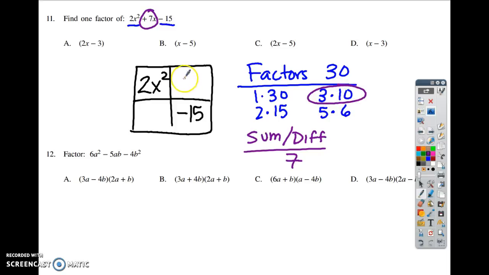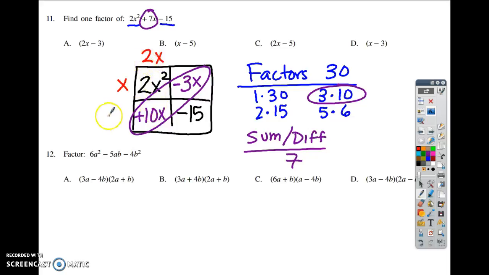So fill in the inner boxes. That's 3x and 10x. And how can these two give you a positive 7? If you do 10 minus 3, that will give you positive 7. So the 10 has to be positive and the 3 has to be negative. On the outside, you would put x times x, and then one of these two is going to have a 2. 2 and 3 cannot be divided by 2, but 2 and 10 can, so you would put the 2 here.